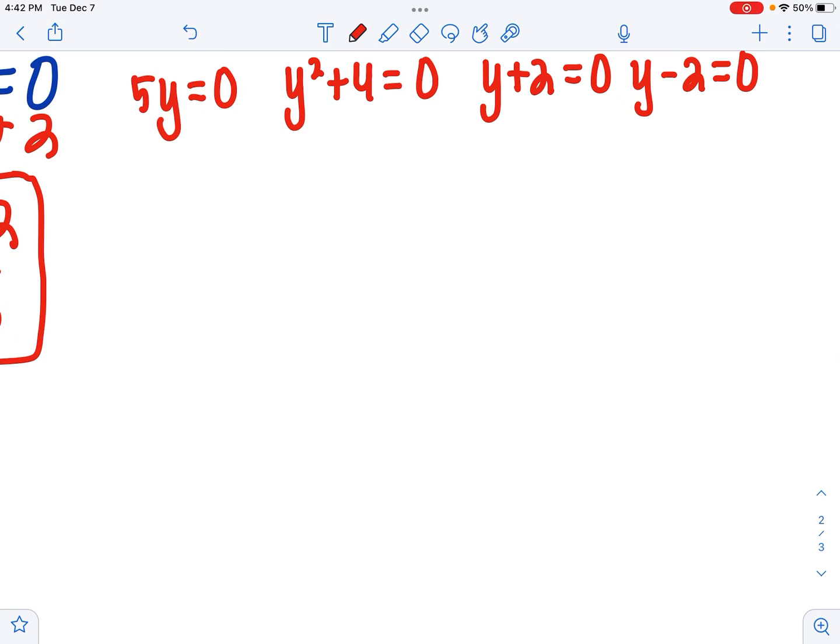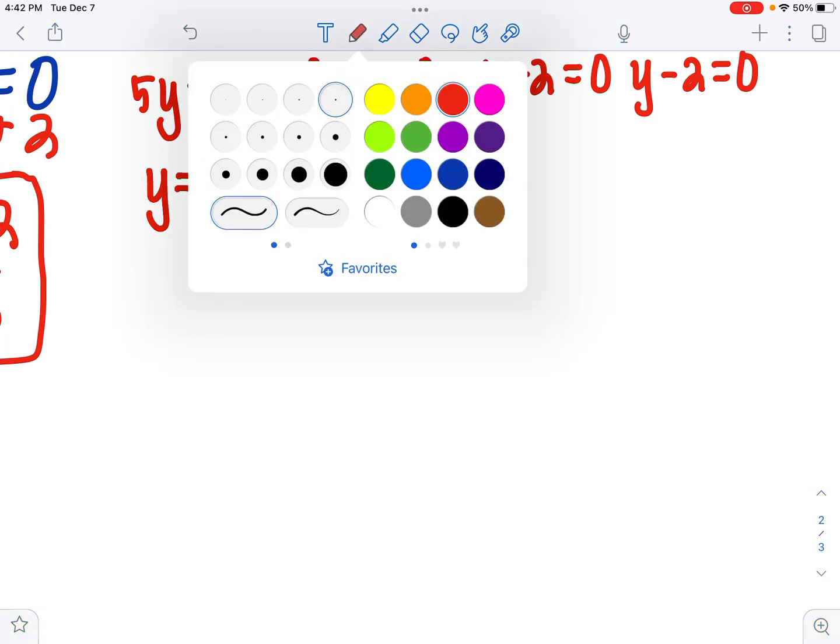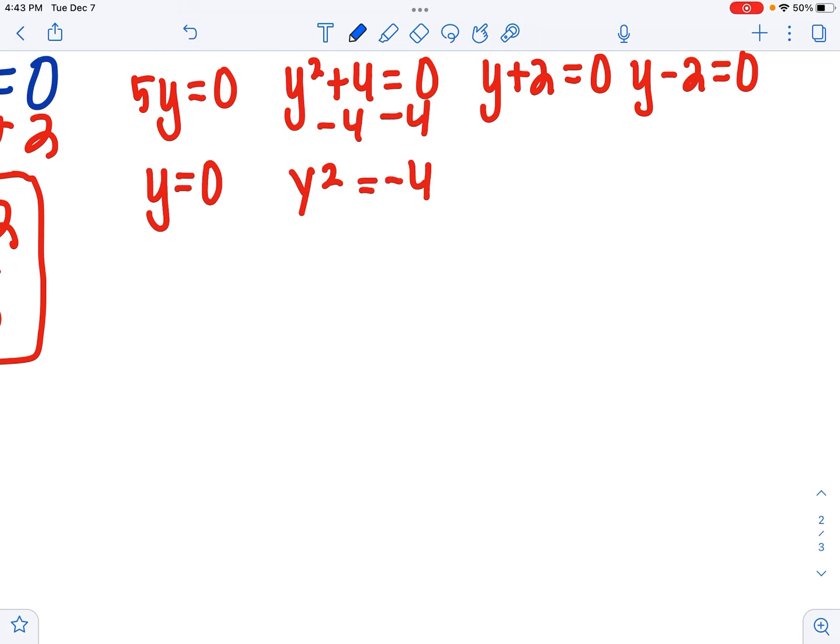All right, so go ahead and solve each one of these. Divide by 5, and I get y equals 0. Subtract 4 from both sides. I have y squared is equal to negative 4. And now I need to square root both sides. Don't forget to do plus or minus. And I have y equals plus or minus, and then the square root of negative 4 is 2i.